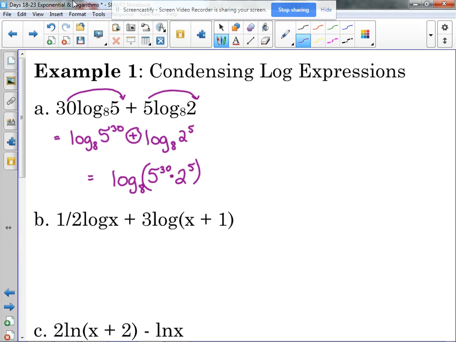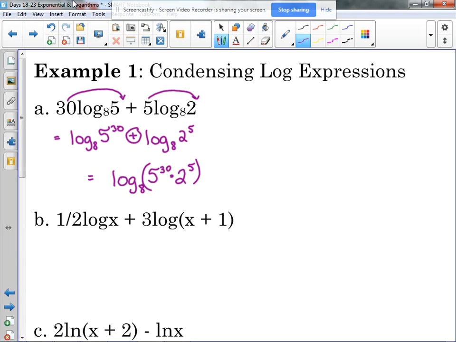That's all we're going to do, because 5 to the 30th is huge. That would require scientific notation, so we're just going to leave it. 2 to the 5th, if it's just killing you, you can write that as 32, but I would just leave it. Okay, so you can do it with just numbers.